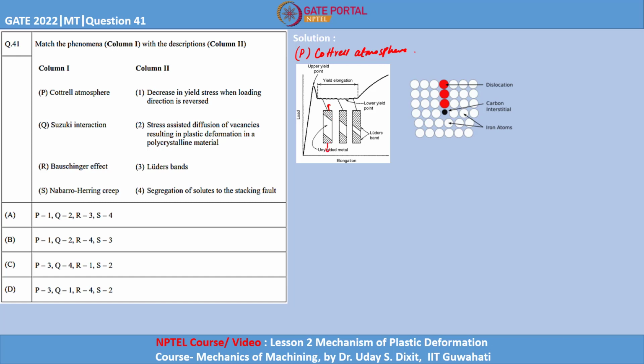If you are applying load in this direction, the bands will make a 45-degree angle with your applied stress or load direction, right? And these bands are known as Luder bands. So in the problem, the Cottrell atmosphere is related to Luder bands. So the right option for P will be the third, which is Luder bands, right?